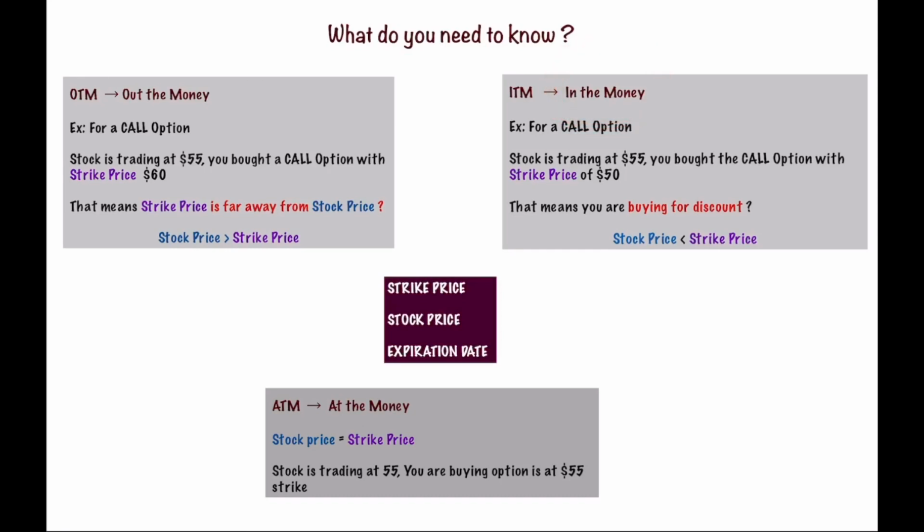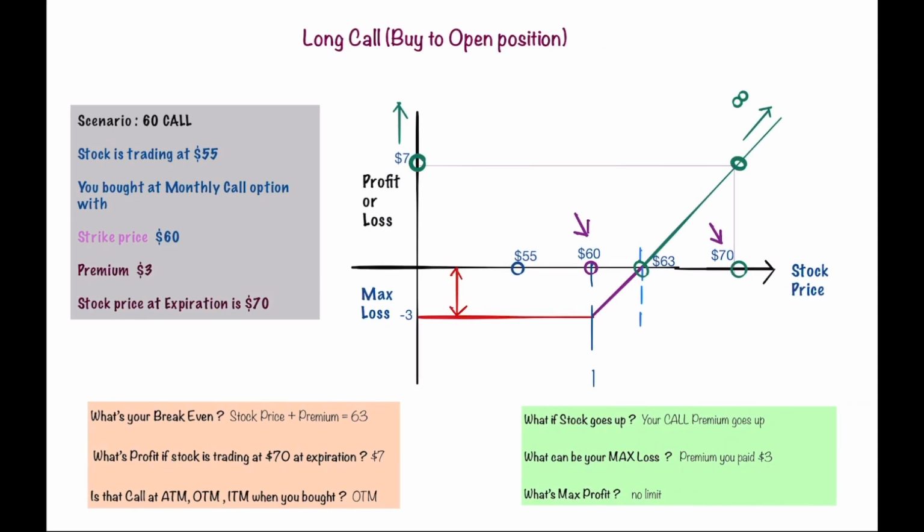Here in the example, we chose a $50 call. That means that you're choosing within that $55, that will be in the money. If you're choosing above the 55, then it will be out of the money. And if you're choosing the strike price exactly the same as the stock price, then it's at the money. That's all you need to know about it.